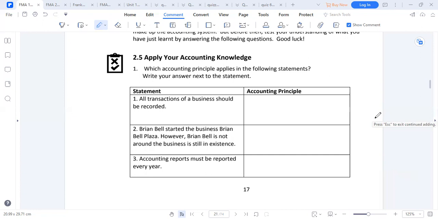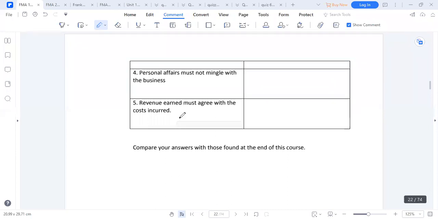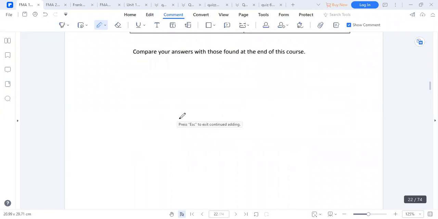Brian Bell started a business, however, his business is around even now. Accounts must be reported every year. Personal affairs must not mingle with the business. This is the entity concept. Revenue must be earned and must agree with the cost incurred. Realization. Revenue recognition. Yes.